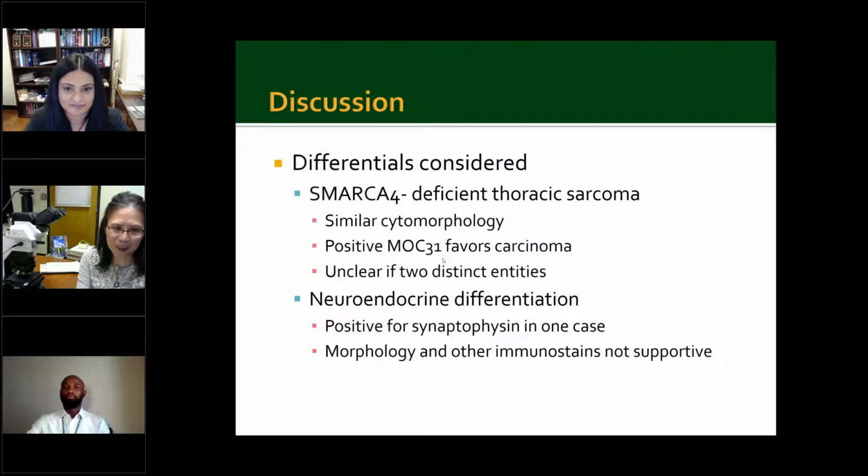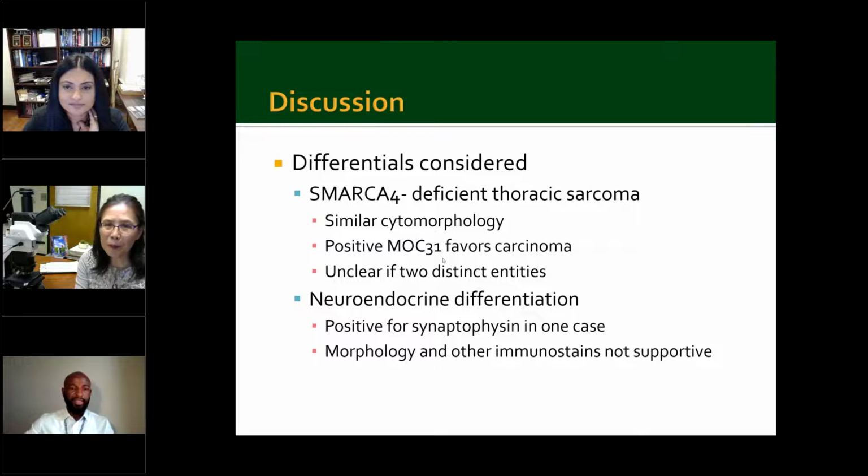Dr. Lin, would you want to start? Yeah, I think the only thing we can do is cytokeratin. If it is cytokeratin positive, particularly pan-cytokeratin, AE1/AE3, CAM5.2, MOC31, and Claudin 4, that more favors carcinoma. But for sarcoma, I have a couple of cases of SMARCA4 deficient thoracic sarcoma in cytology. We did NGS and found out, but it is negative for the epithelial cytokeratin markers.